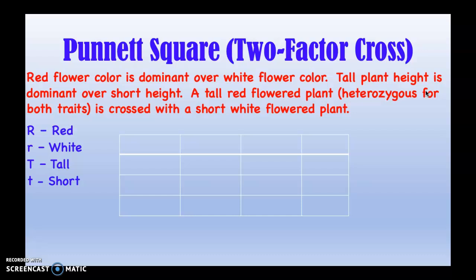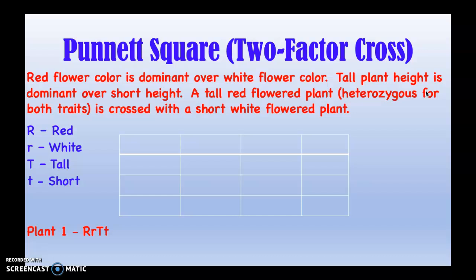Now we have to do the genotypes again of the parent plants, or the parental generation. It says that the first tall red flower plant is heterozygous for both traits. Again, there's that term heterozygous: one capital letter, one lowercase letter. And we do this for both traits. Remember, in a two-factor cross, you're going to have 4 alleles together. So for plant 1, we have a big R, little r, heterozygous for flower color, and big T, little t, heterozygous for stem length. It's heterozygous for both traits.